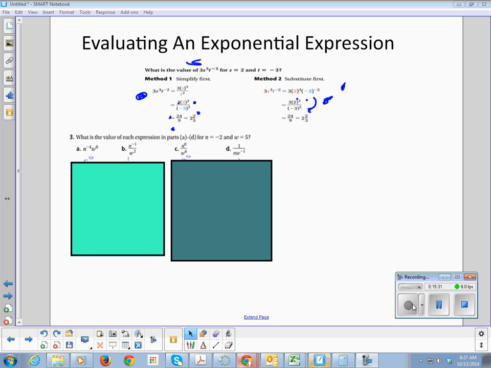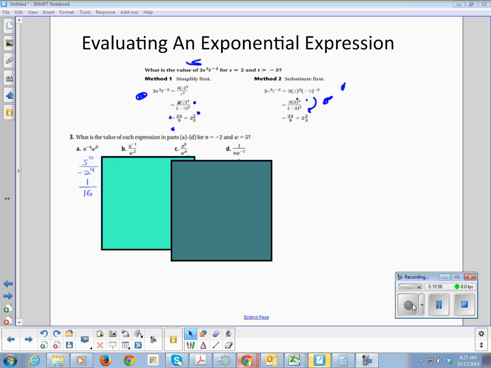Okay, so let's practice this. Number 3, what is the value of each expression for n equal to negative 2 and w equal to 5? So n is equal to negative 4, w is equal to 0. Anything to the 0 power is 1. So this is really n to the negative 4. So it's the same as, let me put parentheses around this because it's actually negative 2 in parentheses to the 4th power, which is the same as 1 over 16.